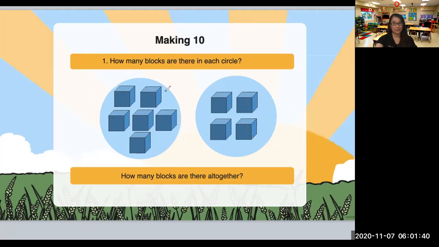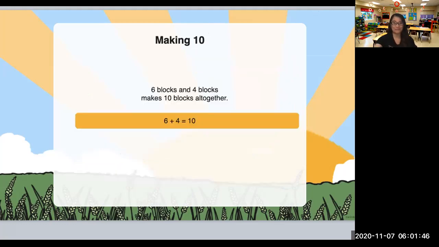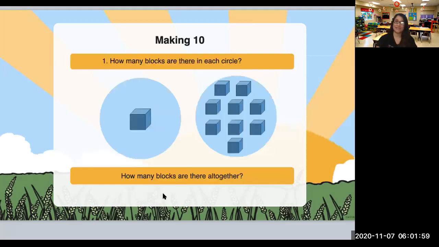Great. If your answer is 10, you're absolutely correct. Altogether, when you have 6 plus 4, that makes 10 blocks together. You have now another group of 10. Very good. Now let's say you have these circles here. Let's count these circles. How many blocks are in each circle?